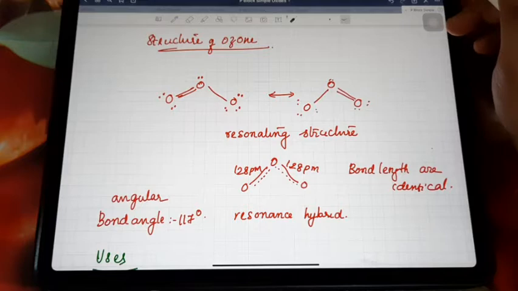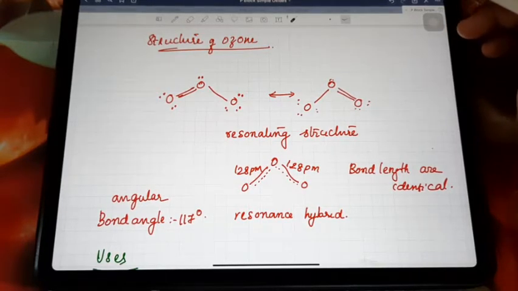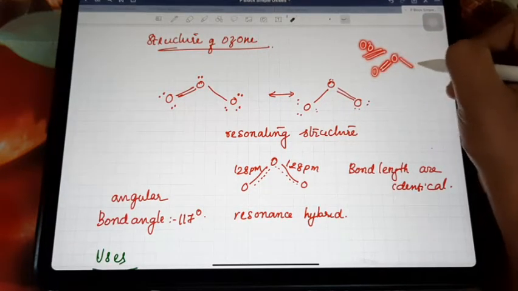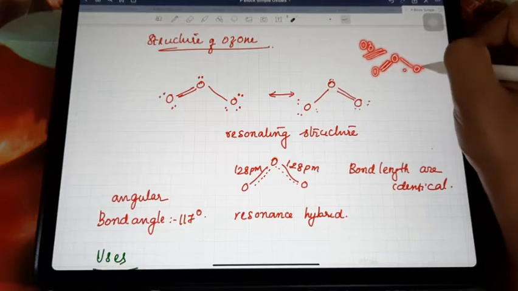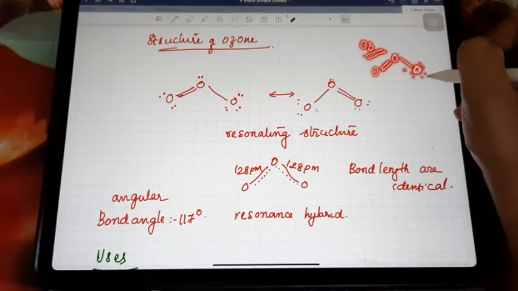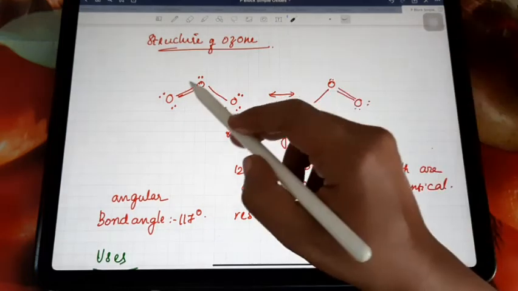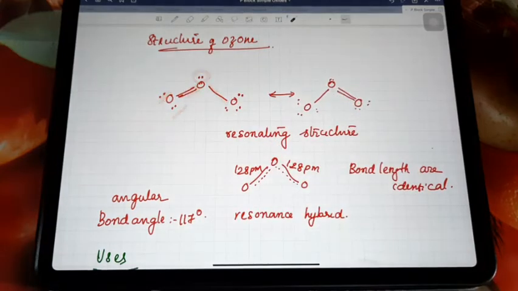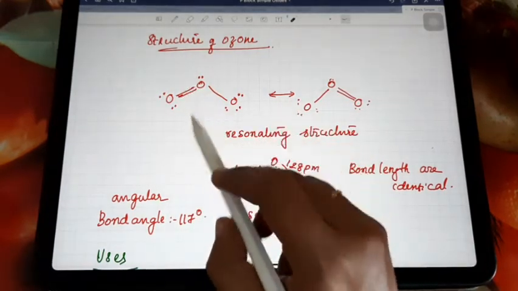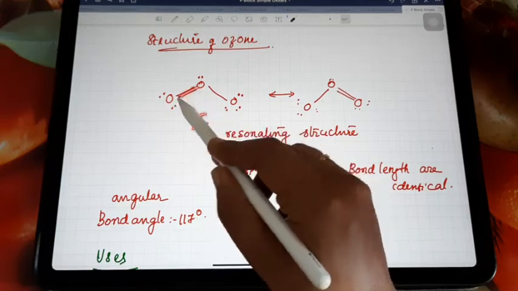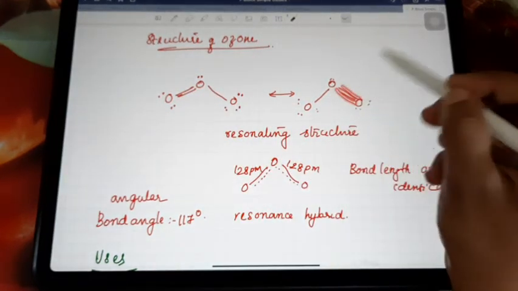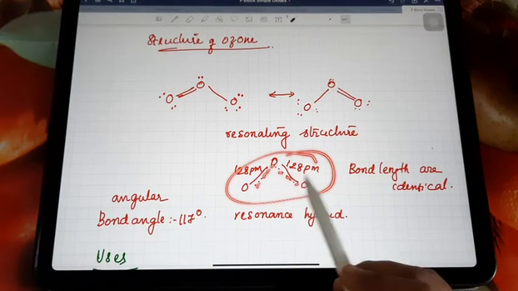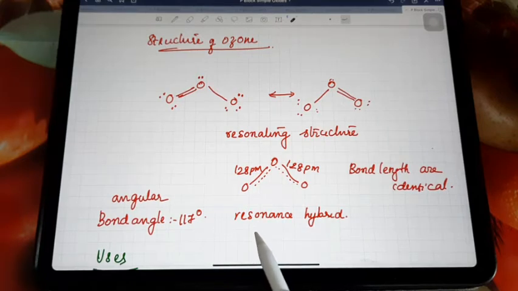The structure of ozone and its formal charges was studied last year. For ozone O3, the structure is O double bond O single bond O. I told you, when there is one bond, there are three sets of lone pairs. If there are two bonds, two sets of lone pairs. If there are three bonds, only one set of lone pair. So in the first resonating structure the double bond is on this side, and in the next resonating structure you write it on the other side. Then this is the resonance hybrid. We studied this in detail in last year's classes.